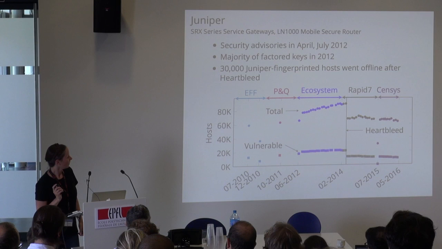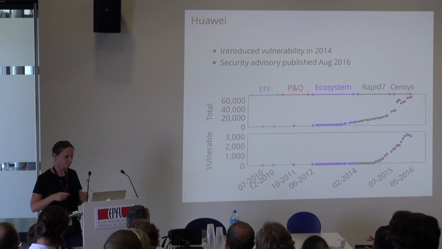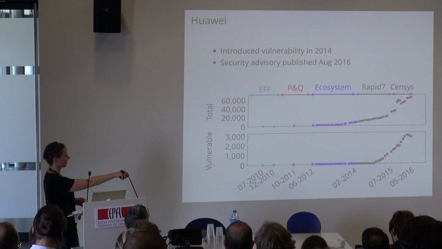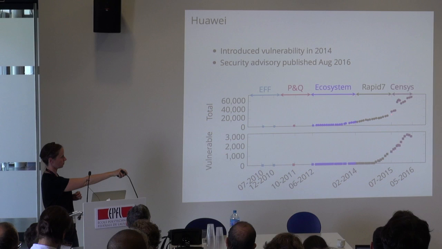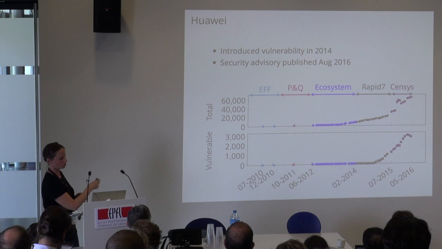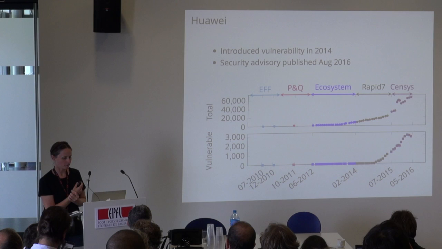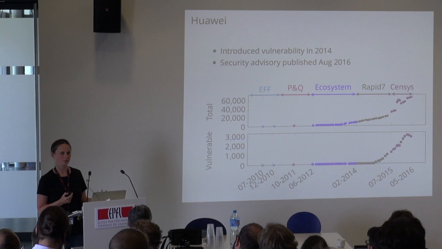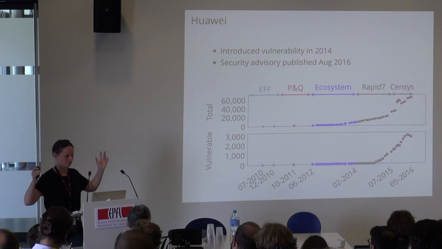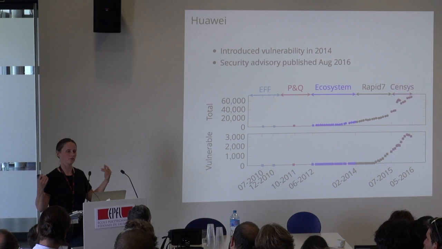Another picture that's a little bit sadder. So Huawei introduced a vulnerable product sometime in 2014, so they weren't even present in our original study. Sometime in 2014, they introduced a new product, and keys that we were able to compute started appearing in 2014. We notified them, they published a security advisory, but this illustrates that it's very hard to eradicate these kinds of vulnerabilities. Even though we published the papers, there were security advisories, we talked to CERT, everything that you could do, this same vulnerability was reoccurring in new products.